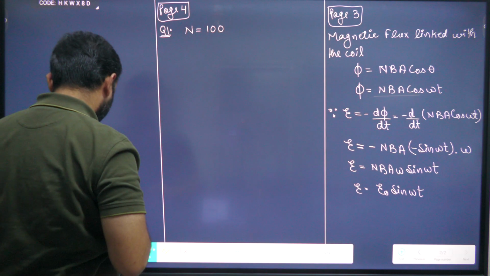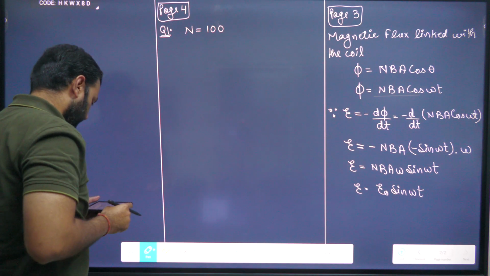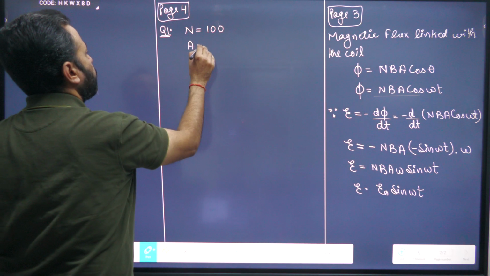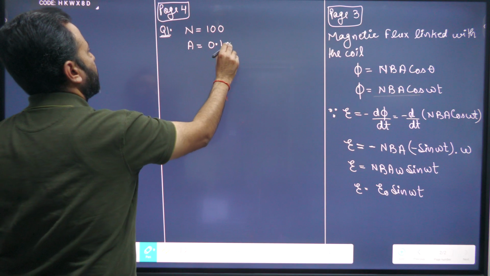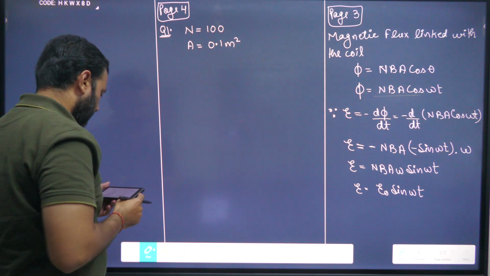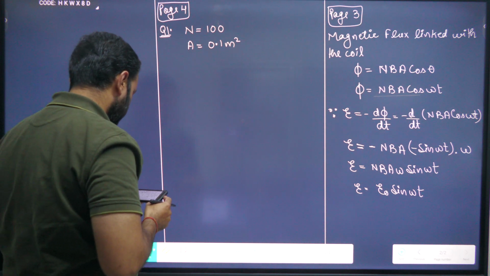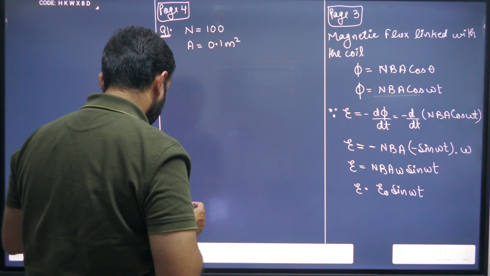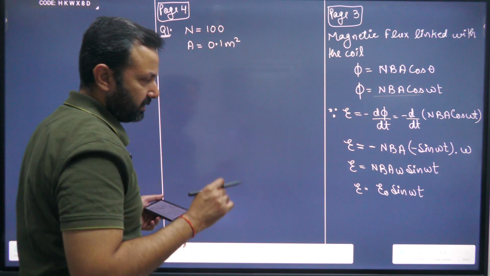Capital N is 100, of area 0.1 meter square. Area is 0.1 meter square. The coil rotates at half a revolution per second.